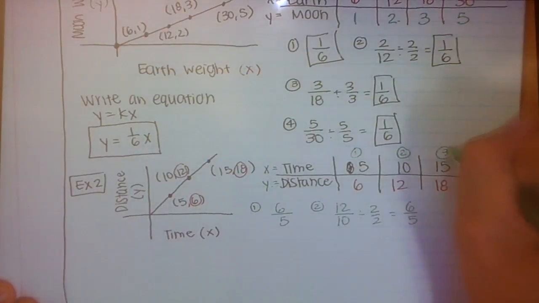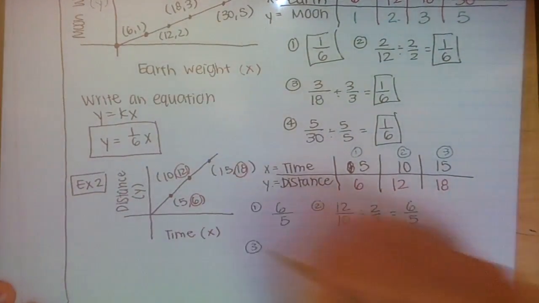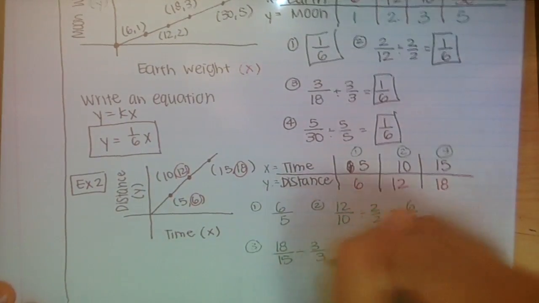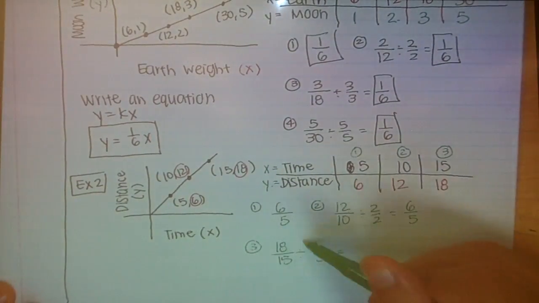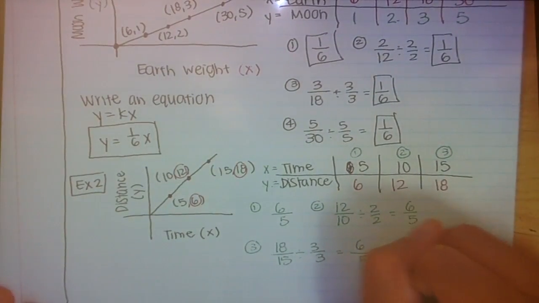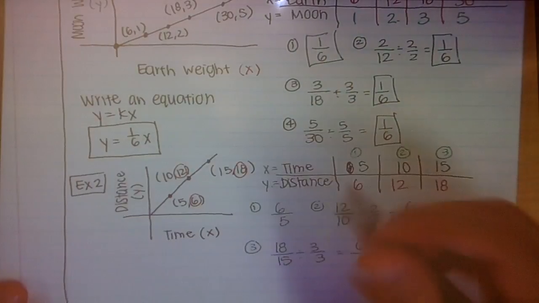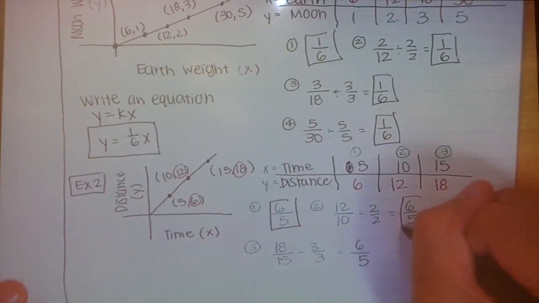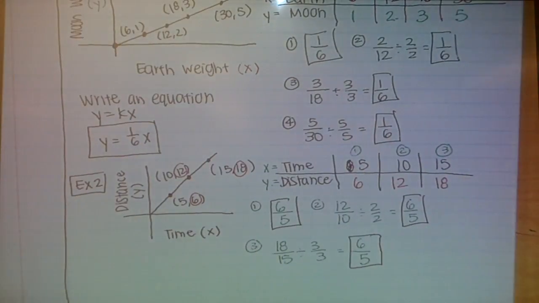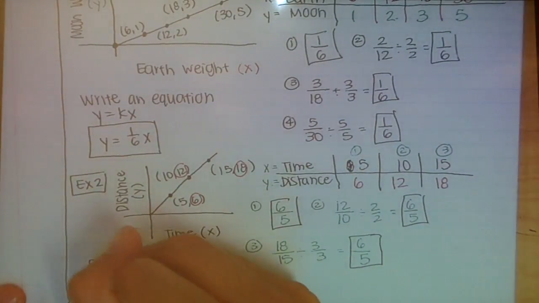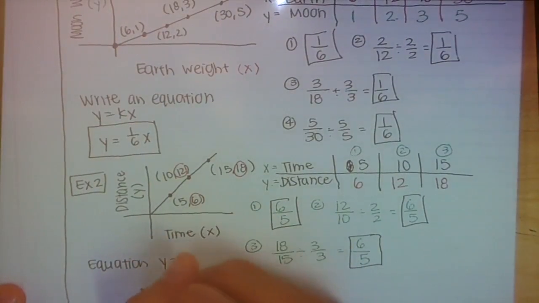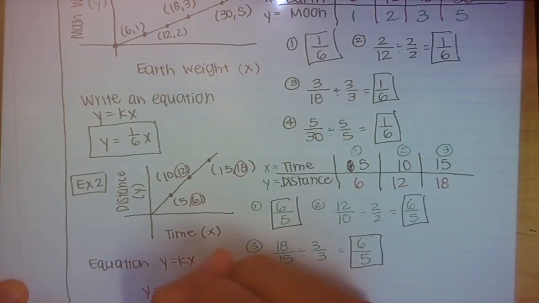And then number 3, y is 18, x is 15. I can divide by 3 over 3. I get 18 divided by 3 is 6. 15 divided by 3 is 5. So I see 6 over 5, 6 over 5, 6 over 5. That's my constant. So my equation, y equals kx, is just y equals 6 over 5x.